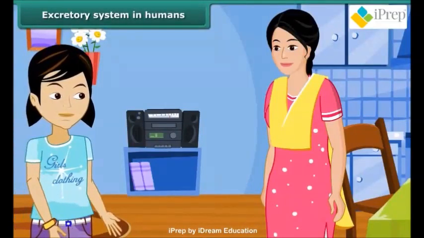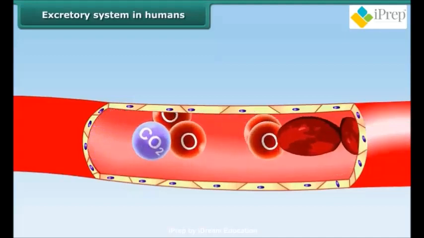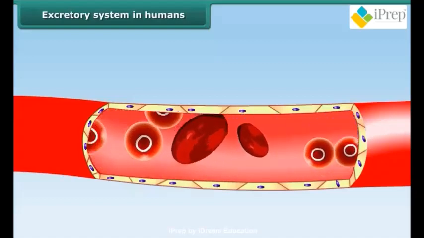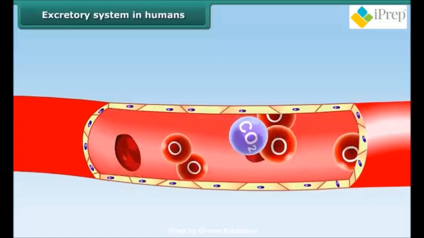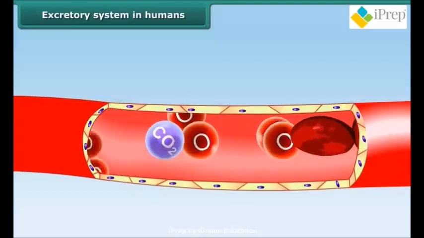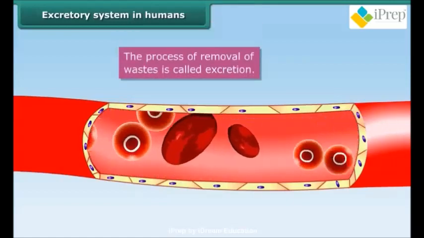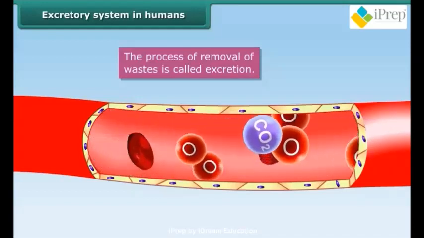Vinitha comes home after jogging. She is covered in sweat. Her mother asks her to take a bath. Why? Sweat is a waste that must be removed from the body. You just learned that blood collects waste from different parts of the body. These wastes are carbon dioxide, water, salt, urea, and uric acid. They are the result of the metabolic activities of the body. Since they are toxic, they must be removed from the body. The process of removal of wastes resulting from metabolism is called excretion.